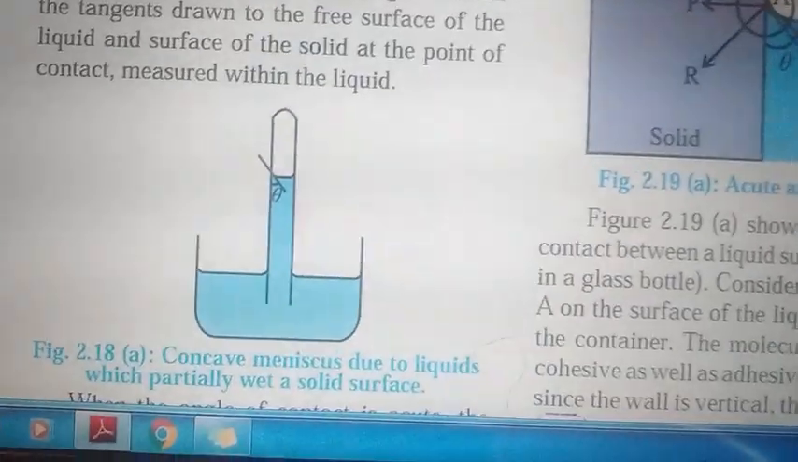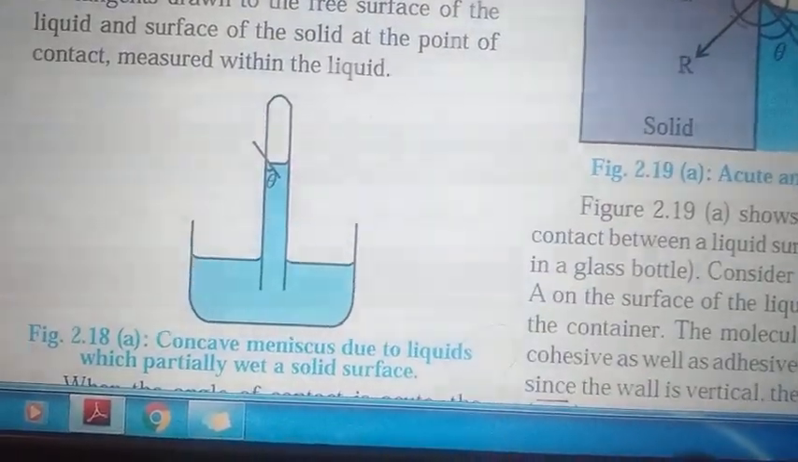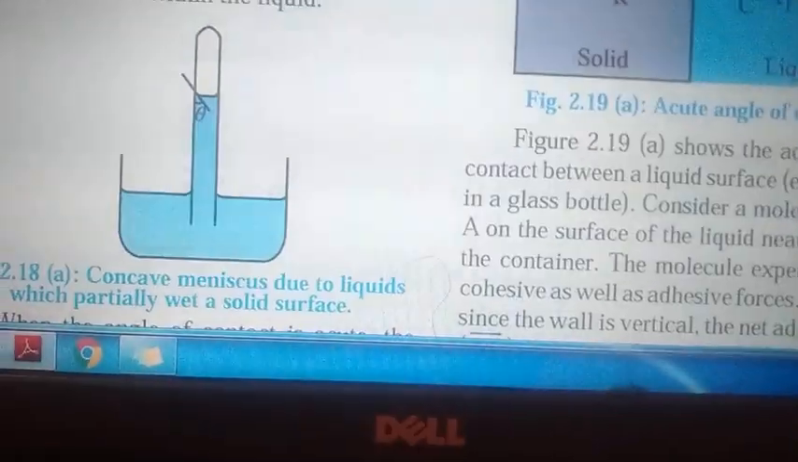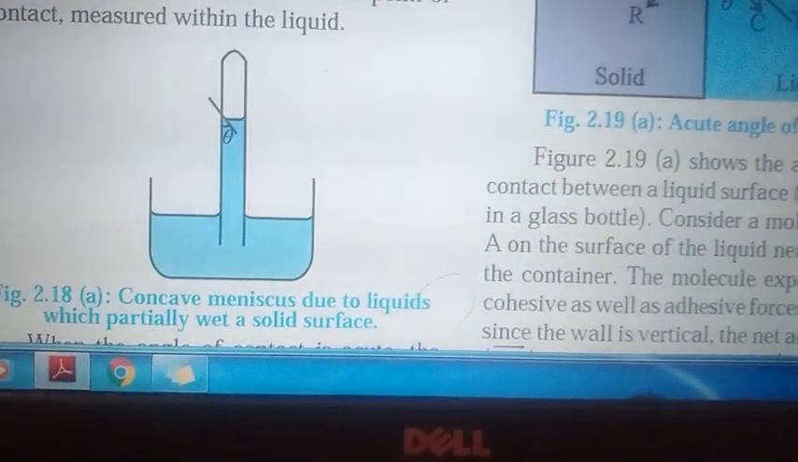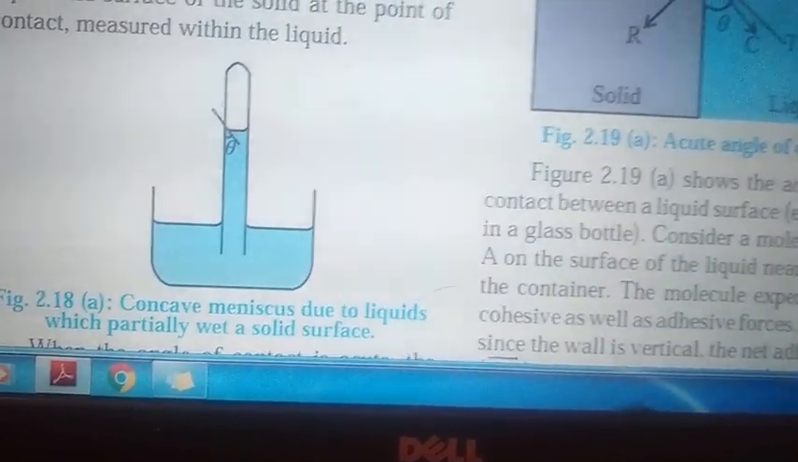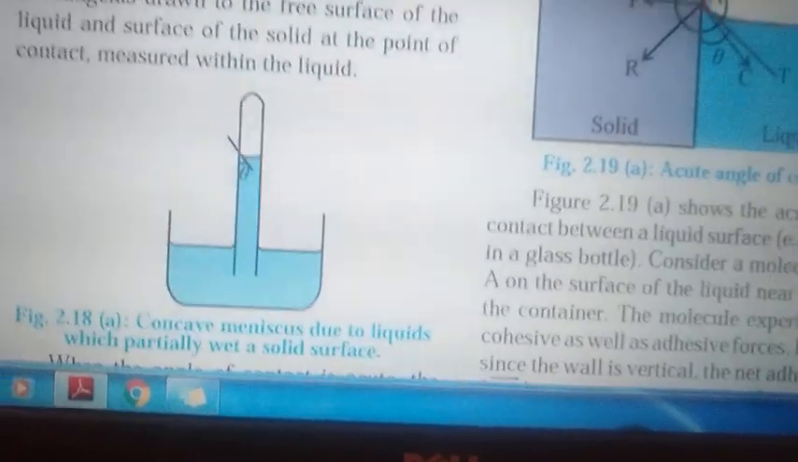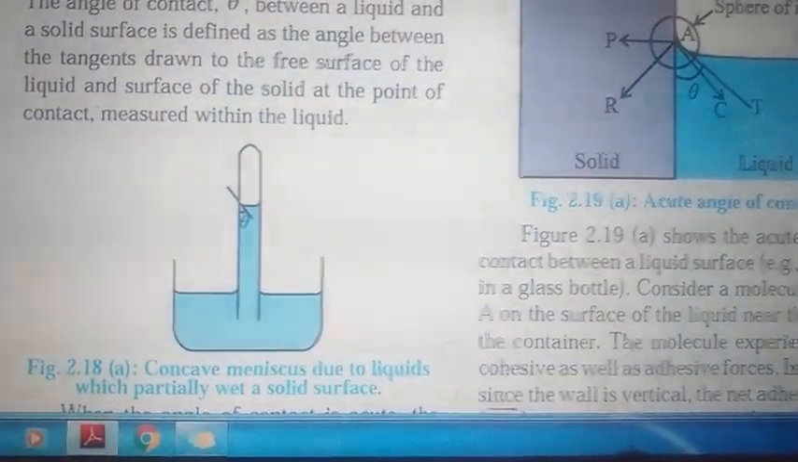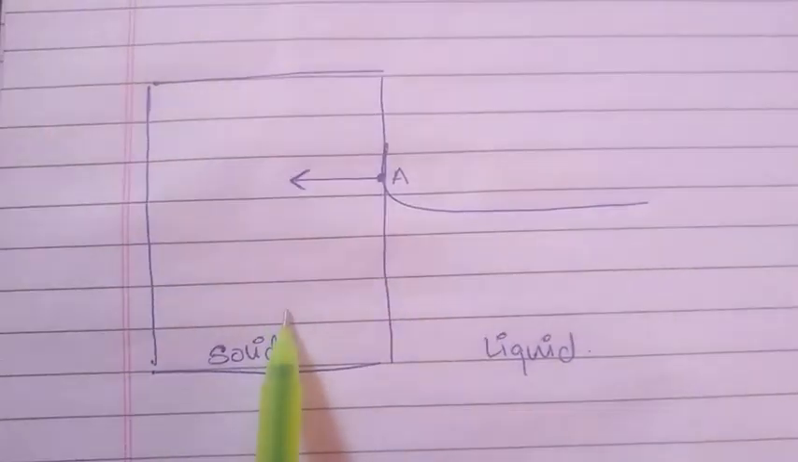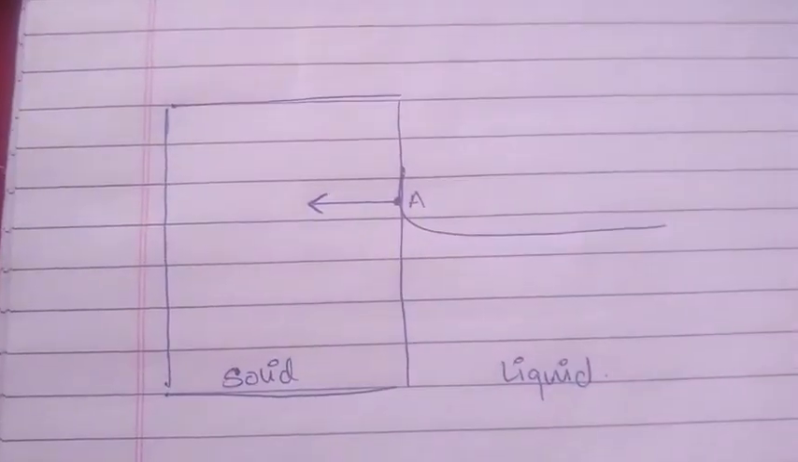Now, as you can see, depending on which liquid is inside the capillary, the shape of the meniscus changes. We can explain this with the help of angle of contact. The shape of the meniscus can be explained. It can be concave or convex, and we'll see further why the shape changes. First we will talk about the concave meniscus. So let's consider, suppose this is the solid surface and this is the liquid surface.